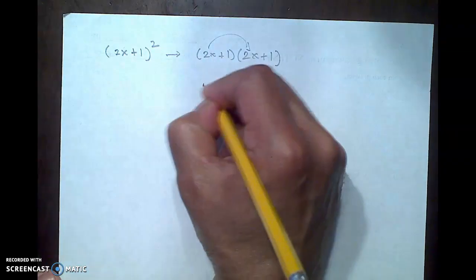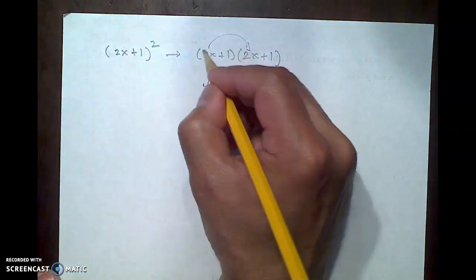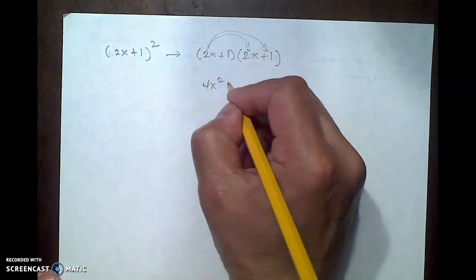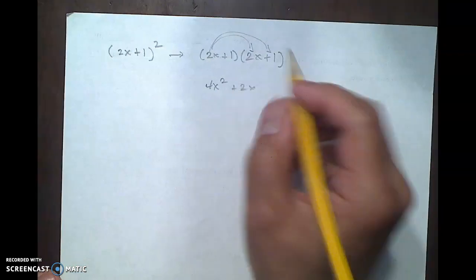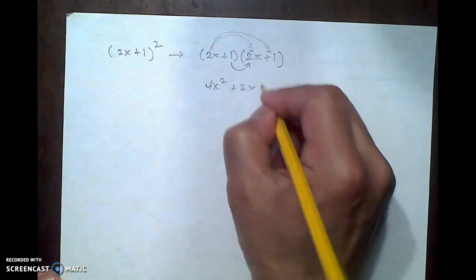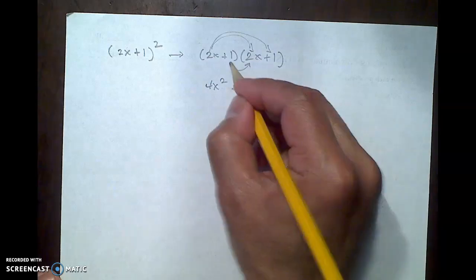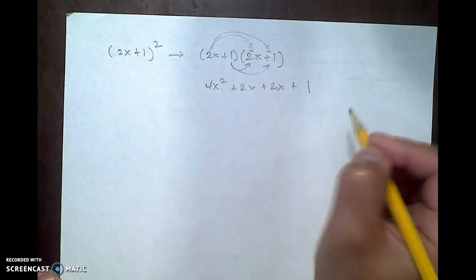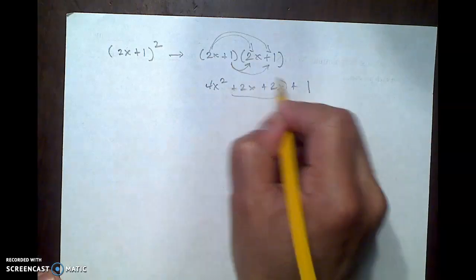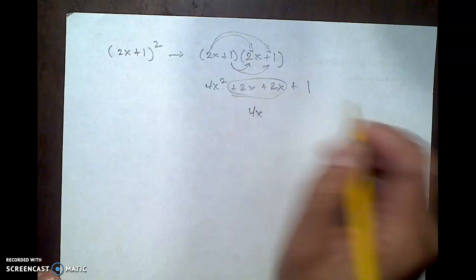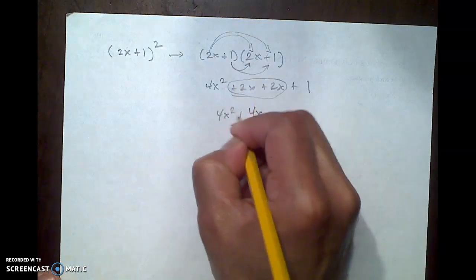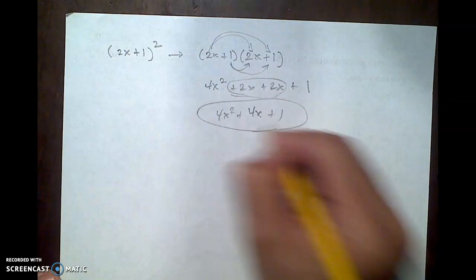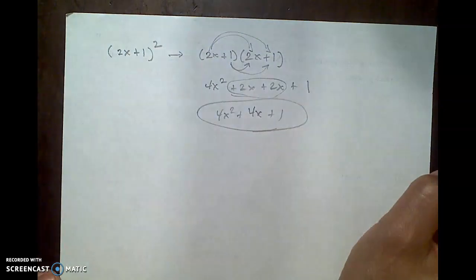2x times 2x is 4x squared. 2x times 1 is 2x. 1 times 2x is 2x. 1 times 1 is 1. Combine like terms. There we go.